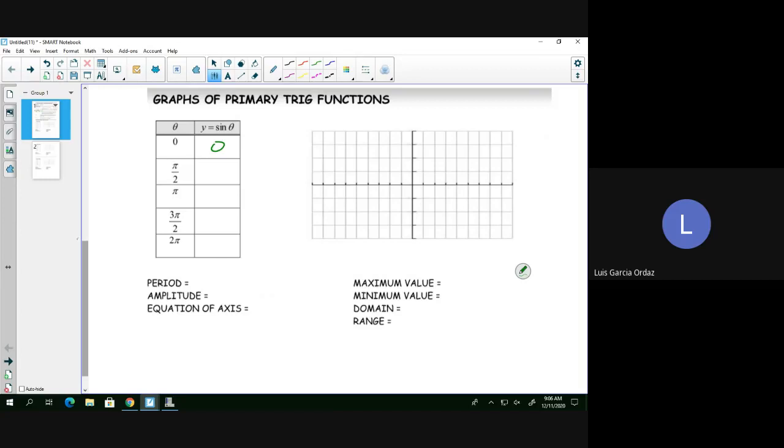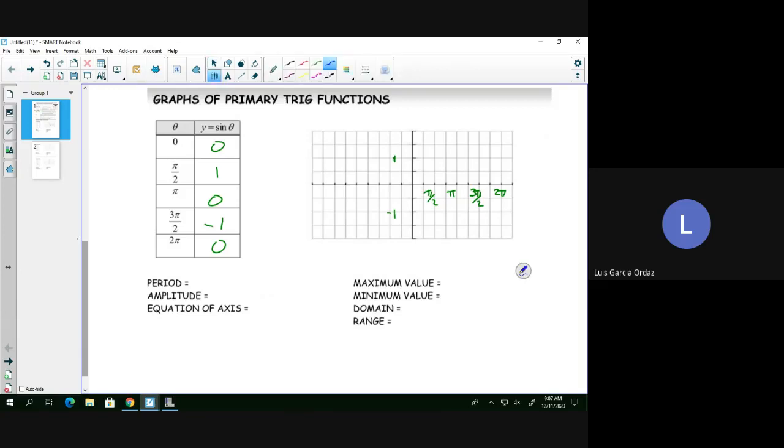What is sine of pi over 2? 90. What y value does it give us? What's the unit circle? 1. Pi? It is 0. 0 again. 3 pi over 2? Negative 1. And 2 pi? 0. Okay. So we have pi over 2, pi, 3 pi over 2, and we have 2 pi. We're going to label this 1 and negative 1.